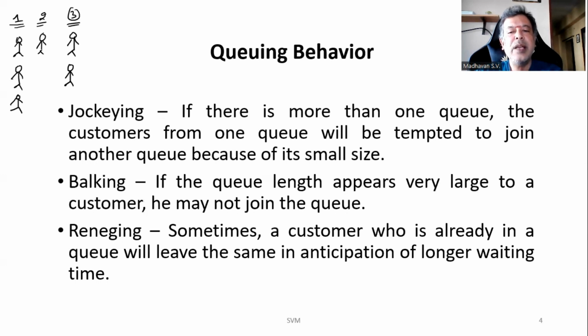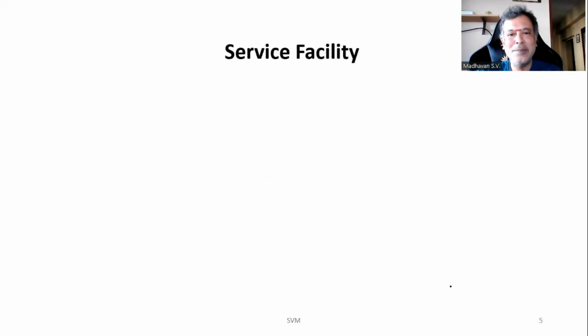Reneging. Sometimes a customer who is already in the queue, let us say a 15-member queue is there, and the 15th person who is standing, since the queue is moving very slowly, he may leave the queue in between, thinking that it will take a longer waiting time. So that you call as reneging queuing behavior. A customer who is already in a queue will leave it in anticipation of a longer waiting time.